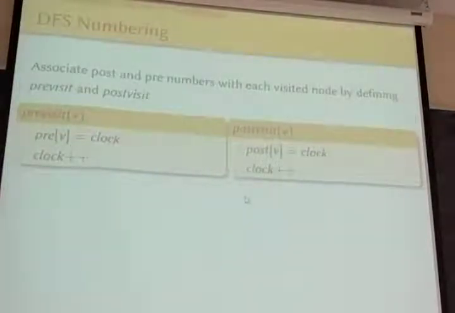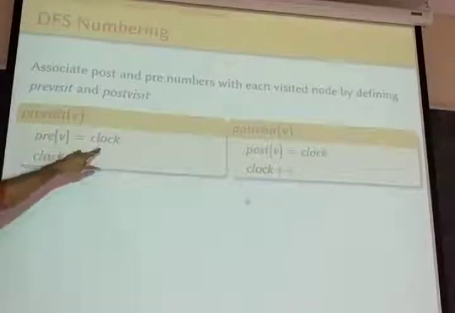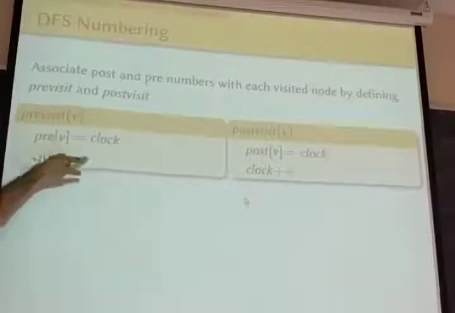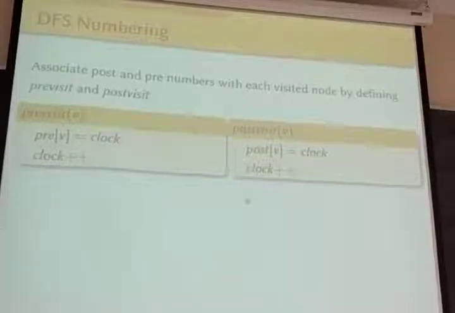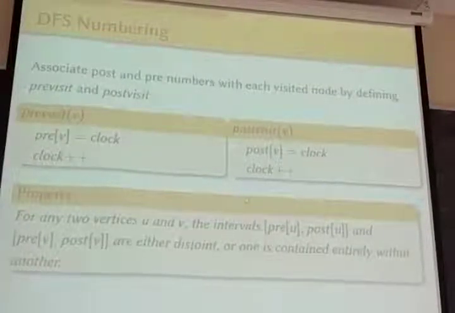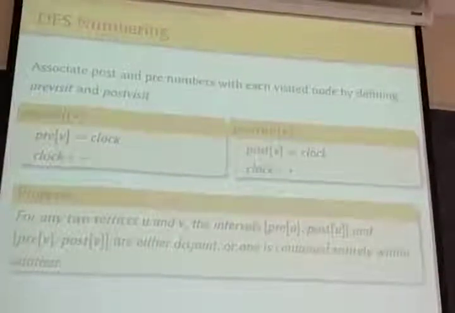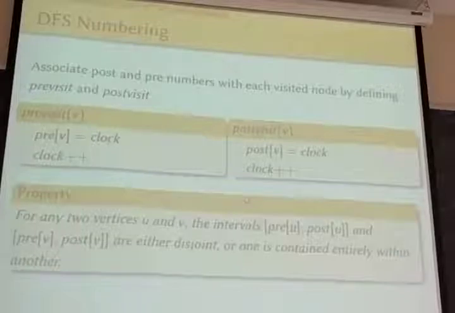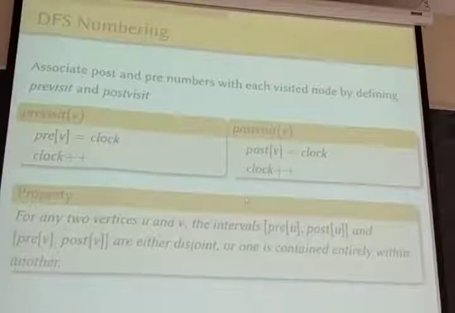So now, once you assign these numbers, and once again, notice that this is just a global counter, so every time you assign a number, then you just increment that global counter so that these numbers are given successively, right? So now, given these numbers, we can make this observation. Given two vertices u and v, the intervals pre-u, post-u and pre-v, post-v are either disjoint or one is contained entirely within the other. Okay, so let's try to understand that.